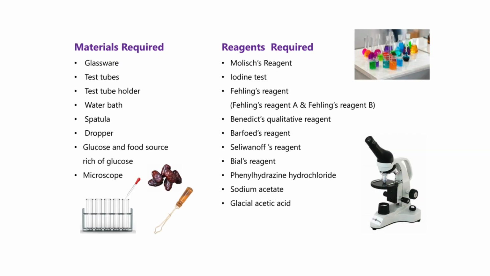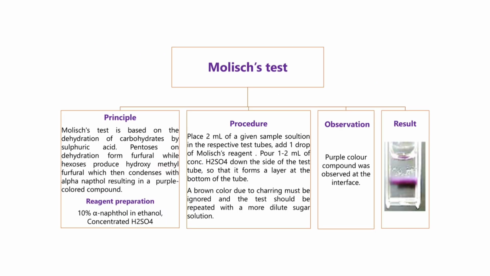The materials required were glasswares, test tube holder, water bath, spatula, dropper, glucose and food sources rich in glucose, microscope. Reagents required were Molisch reagent, iodine reagent, Fehling's reagent, Benedict's qualitative reagent, Barfoed reagent, Seliwanoff reagent, Bial's reagent, phenylhydrazine hydrochloride, sodium acetate, and glacial acetic acid.